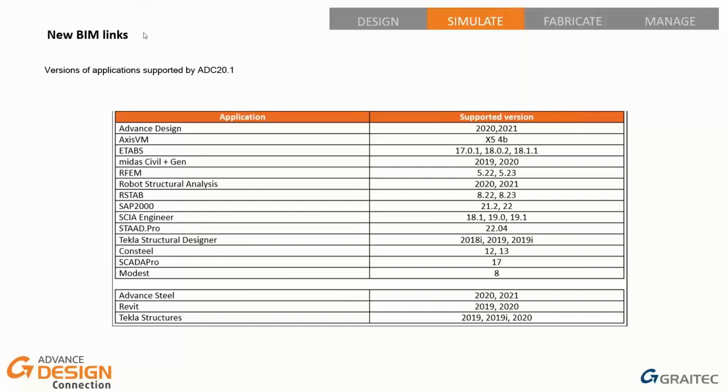Okay, new beam links that we have for ADC 20.1, they are listed here. So as you see, now we are covering most of the 2021 versions of software like Advanced Design or Advanced Steel and Revit. So all of these new supported versions are listed here.